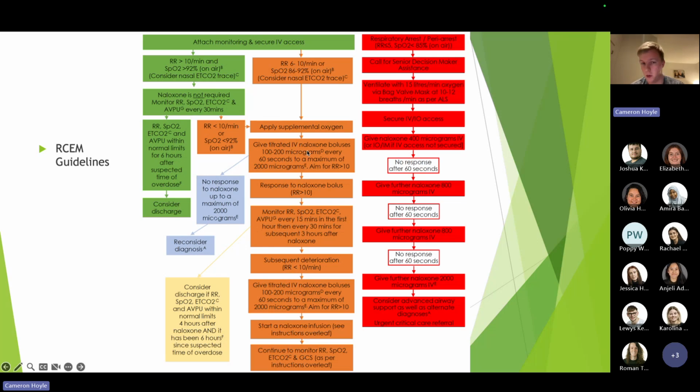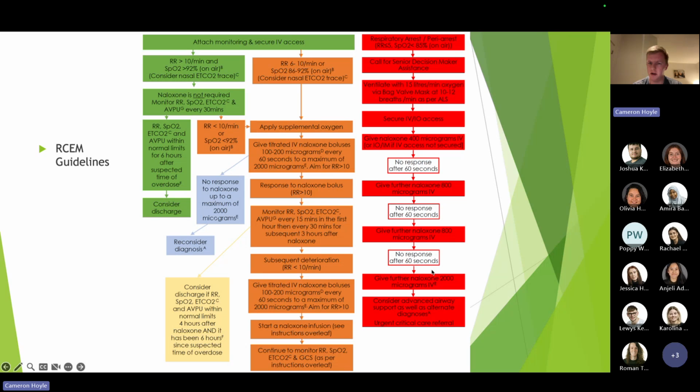Naloxone is obviously the opiate antagonist. Give around 100 to 200 micrograms initially, and then you can repeat that every minute up to 2 milligrams, aiming for that target of increasing the respiratory rate. If they deteriorate after an initial improvement, you can do exactly the same again, 100 to 200 micrograms every minute up to 2 milligrams, aiming for a respiratory rate of greater than 10. If you're repeating doses after an initial improvement and then a subsequent deterioration, the patient will then require a naloxone infusion. The naloxone infusion really isn't very important for exams at all, but it's good to know, particularly when you've finished med school.